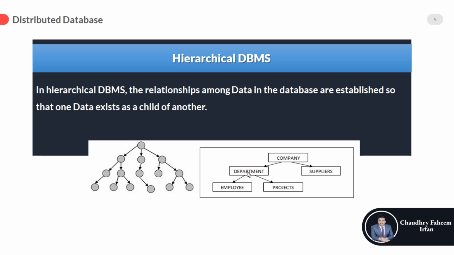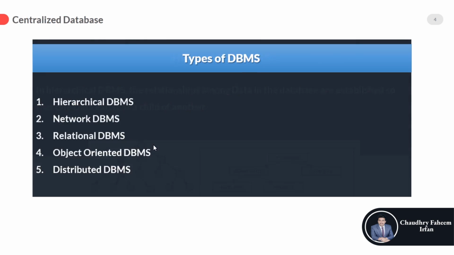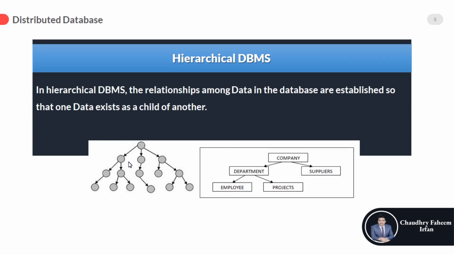So further, department has two children. These are employee and projects. So it is like a tree, like here is the first node and then here are the level 2 nodes. In the hierarchical model, data is organized in a parent-child relation. One parent has many child nodes, but one child has only one parent node. So for example, like here, one child belongs to only one parent in hierarchical DBMS.